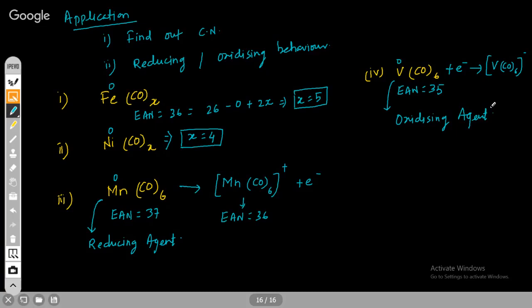So these are the two applications of the EAN rule we have: to find out the coordination number and the reducing or oxidizing behavior. However, this rule is valid only for a few molecules, generally the complexes which have CO as the ligand. Mainly for those only it is valid. MnCO5 may behave as an oxidizing agent, but it is not stable in that form because of 35 electrons. Obviously it is an oxidizing agent, but since 35 is not a stable configuration, it gets dimerized and forms a stable configuration.